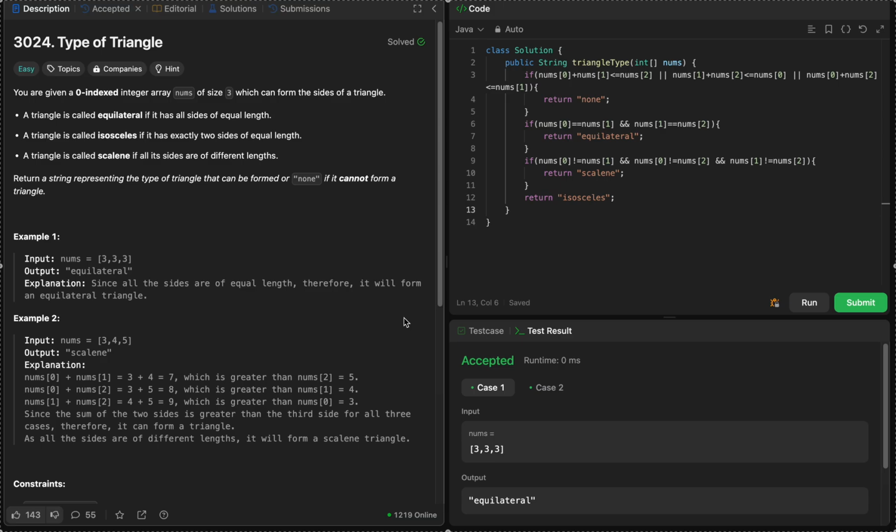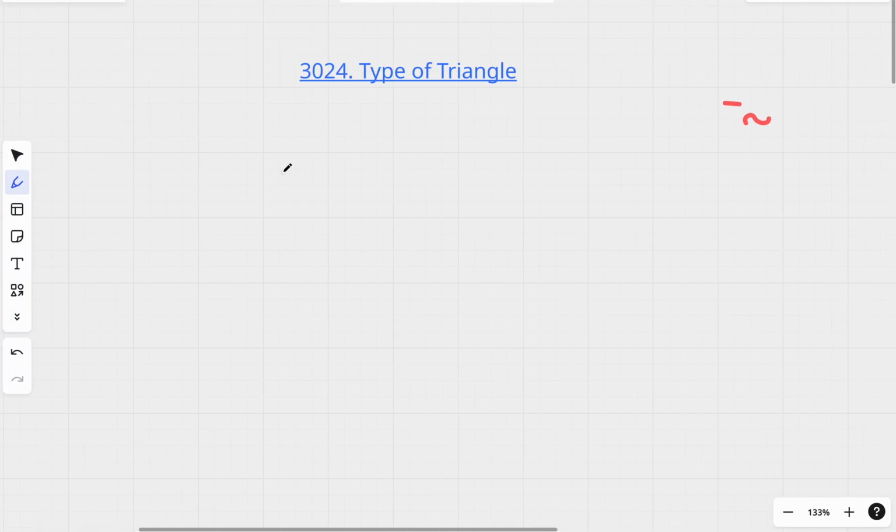Today we are solving the daily LeetCode question, which is Type of Triangle. In this question we are given an input array nums which contains three elements, which are the lengths of three sides of a triangle. Now our task is to return the type of triangle, which could be equilateral, isosceles, scalene or none. So let me explain.